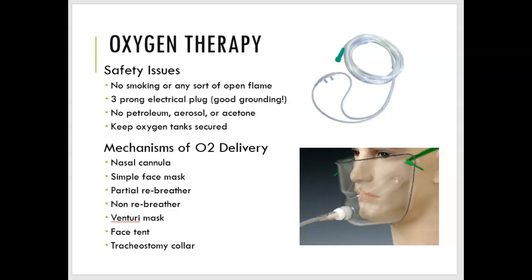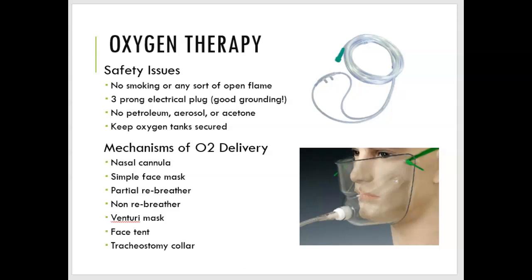Also, around the face, we don't want to use any petroleum products on our patients if they're on oxygen, because again, flammable gas, and petroleum is also flammable. So no Vaseline on somebody's lips or something like that. So should not have petroleum products around oxygen.